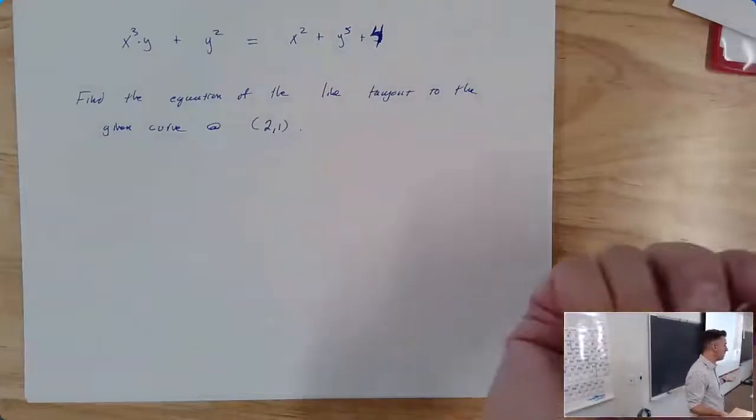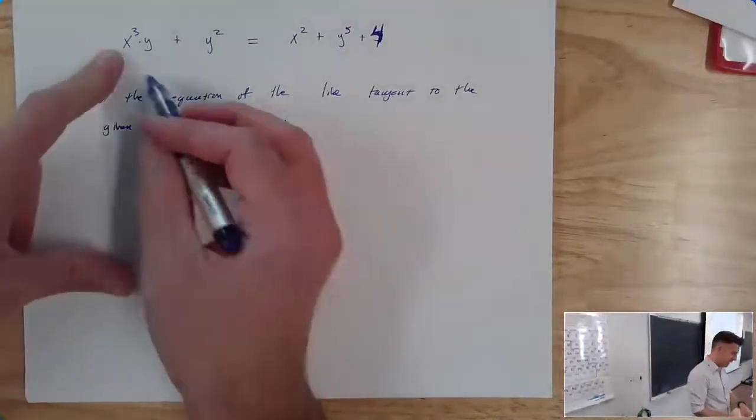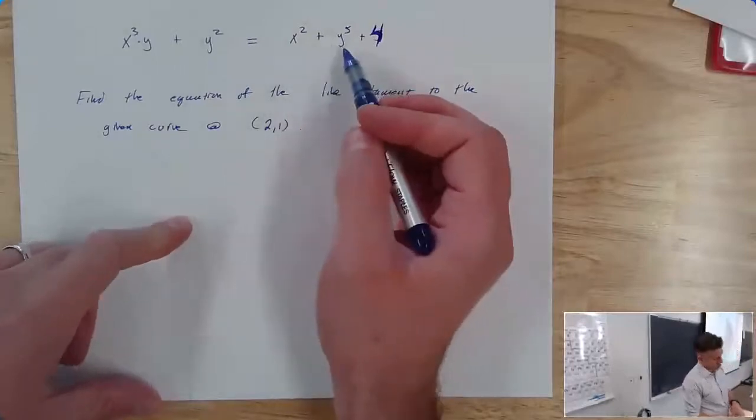Most people do check, but I've certainly made the mistake in the past of not checking because I didn't think about it. But if we plug in 2 for x and 1 for y, we get 8 times 1 plus 1, which is 9. And over here we get 2 squared, which is 4, plus 1, which is 5, plus 4, which is 9.